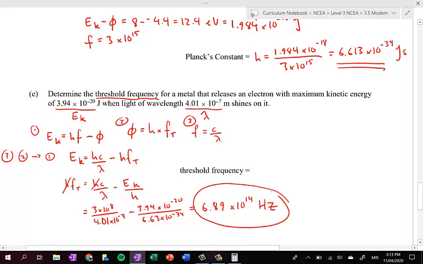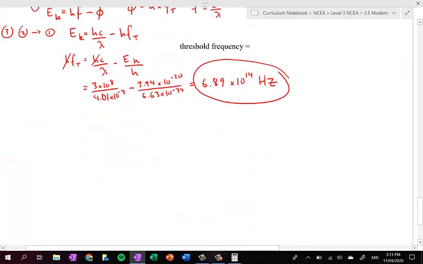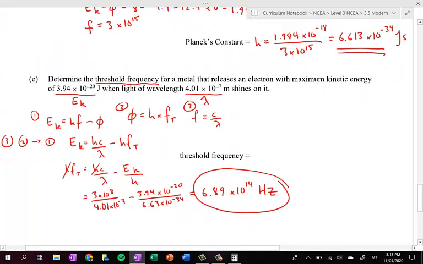Alright, so that's a sample question on the photoelectric effect with a couple of nice tricky questions in it. I do recommend that you work through a couple more practice questions.